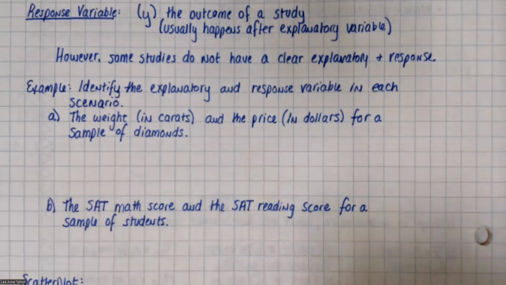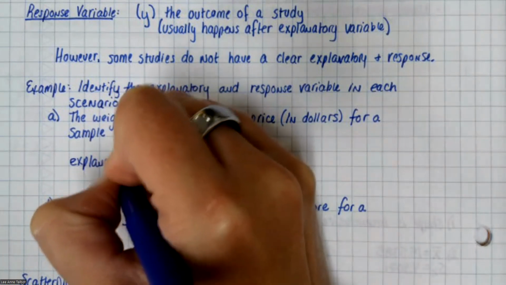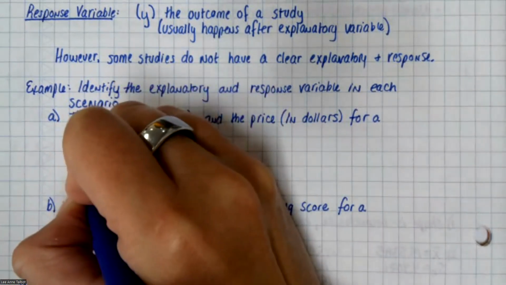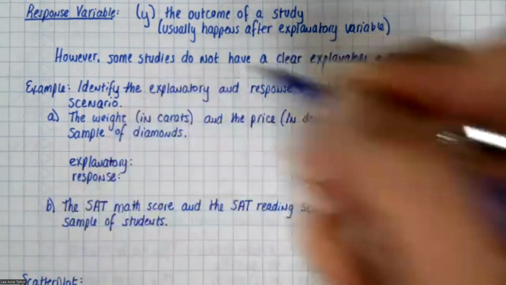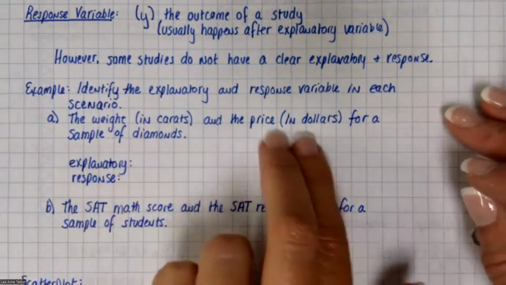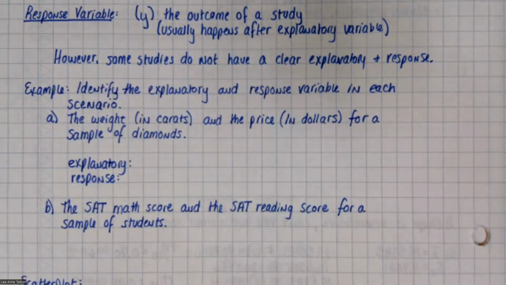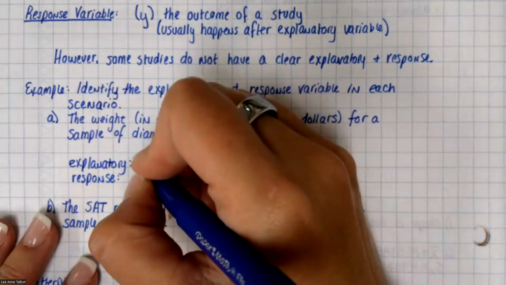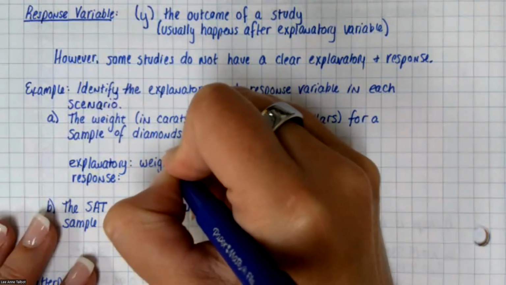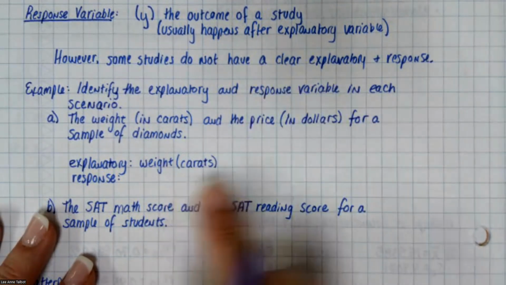So identify the explanatory and response. Okay, so diamonds. Does the weight determine the price, or does the price determine the weight? Weight determines the price. Weight usually comes first, and then the price is determined off of that. So the explanatory is the weight, which is spelled like this, kind of carrots.